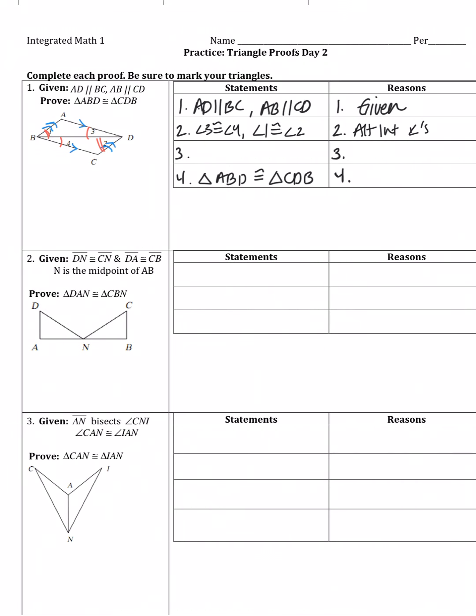Now I look for my other 2 pieces of information. I don't have a vertical angle, but I do have a shared side. Look at your corresponding parts. I can see BD is congruent to DB, and this is my reflexive property. And now I can see that my two triangles are congruent by angle, side, angle.